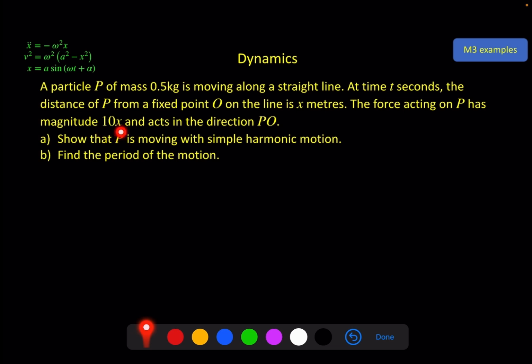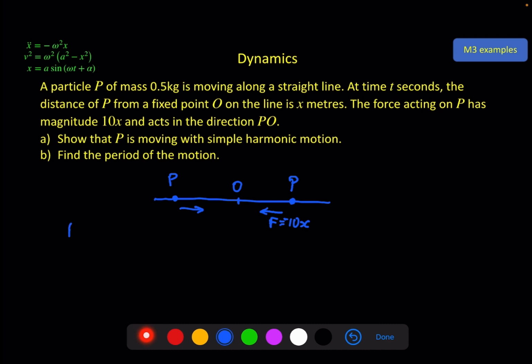We know the force is 10x and acts in the direction from the particle to O. So it's acting towards O. So we've got a line like this. Let's put O in the center here, the center of oscillation. P is over here somewhere. As it's moving, it's acting in this direction, and when it comes over here, as part of its motion, it's acting in this direction. So the force here is 10 times x, but if we've got x as a positive displacement, then the force is actually equal to negative 10x. If we're calling the displacement OP positive, then the direction of the force PO is negative.